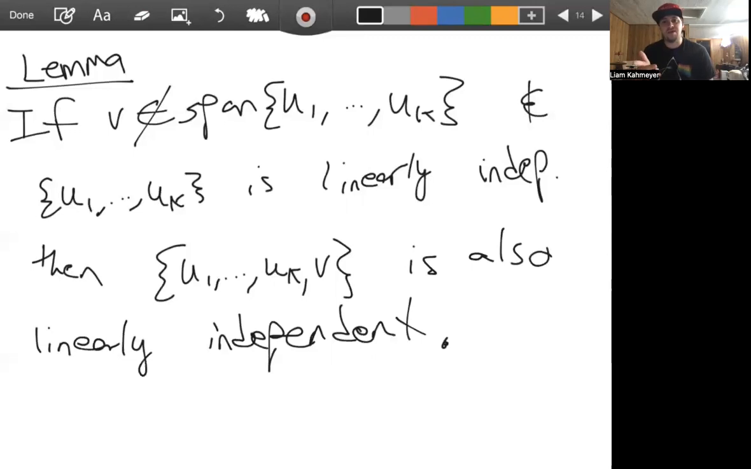Well, that means if you're adding a vector that's also linearly independent, that's not in the span of those, then you're extending that basis to some new span, right? Which is a very important concept. So let's prove that we can do this.